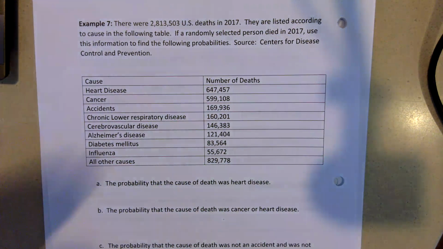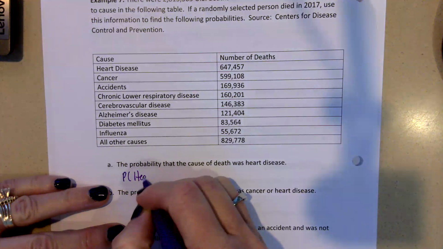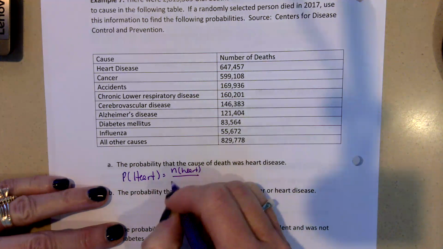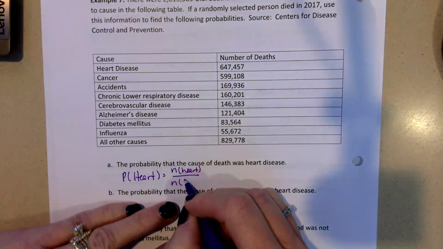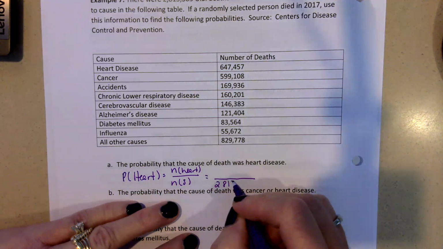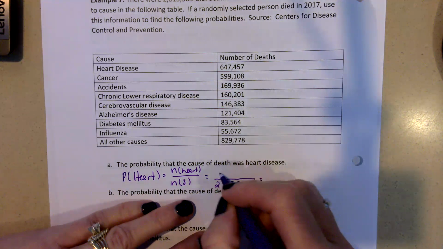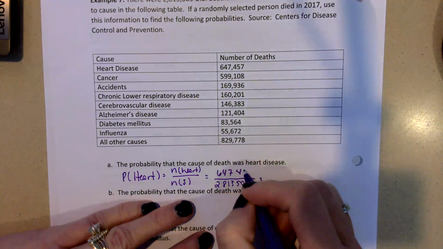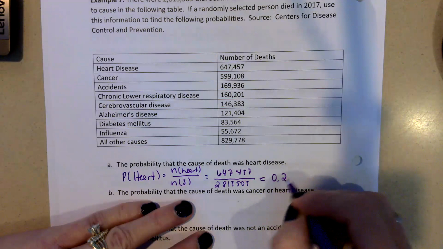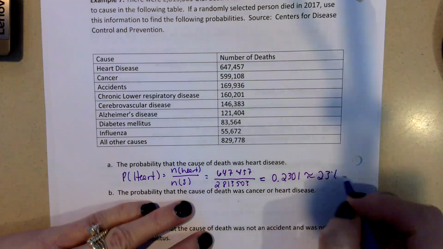So A says the probability that the cause of death was heart disease. So the probability of heart disease would be the number that had died of heart disease out of the number in the sample space. And so the number in our sample space is 2,813,503. And the number that died of heart disease was 647,457. And that turns into a decimal of 0.2301, or approximately 23%.